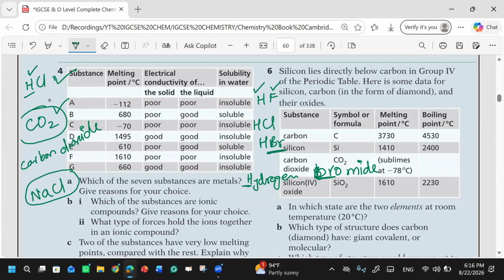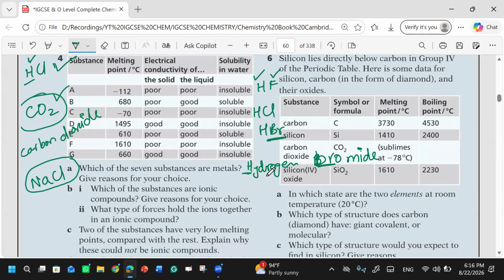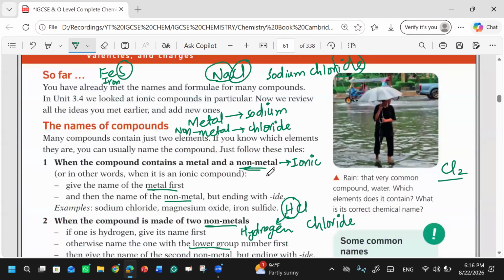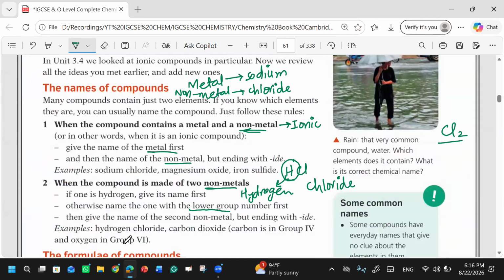Why is this so? Because carbon belongs to group number 4 and oxygen belongs to group number 6. We always write the name of the species which comes first, which comes in the lower group. Are you clear with these two rules of naming? Okay.